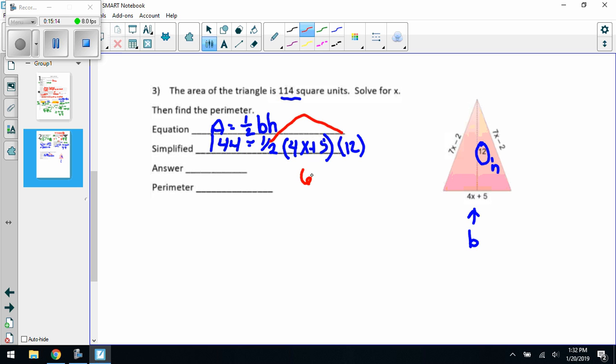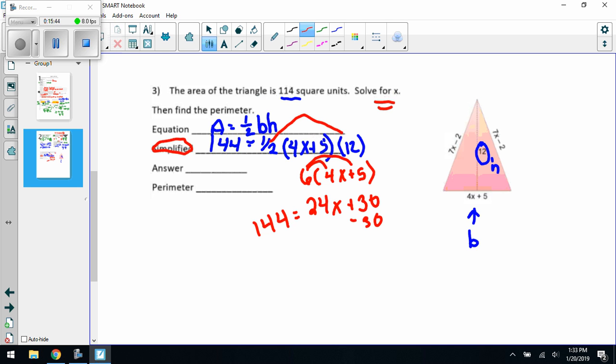1/2 times 12 is 6, so we're left with 6 times 4x plus 5. Now you're going to distribute the 6 to everything in the parentheses. 6 times 4 is 24, it has an x with it, and 6 times 5 is 30. So our simplified answer is 144 equals 24x plus 30. So all we have to do now is solve for x, because that's what it has us do in the problem. So two-step equation, take 30 to the other side by subtracting.